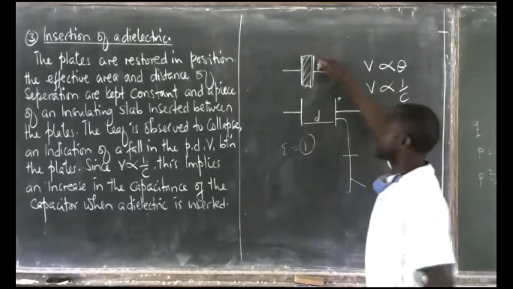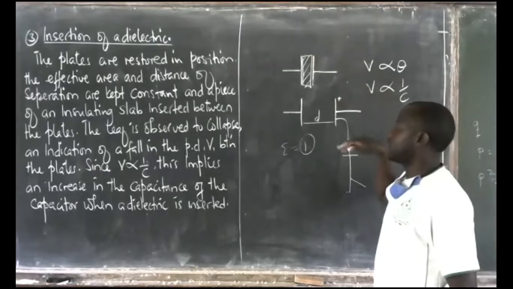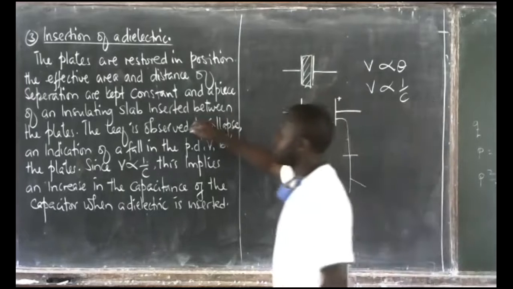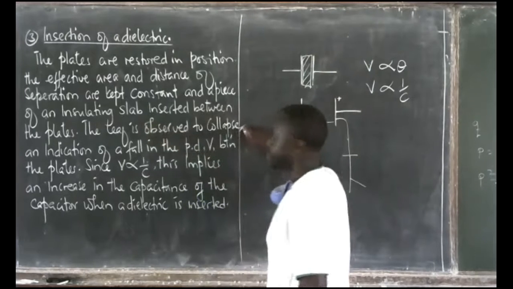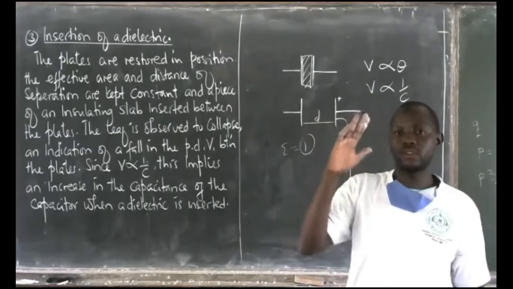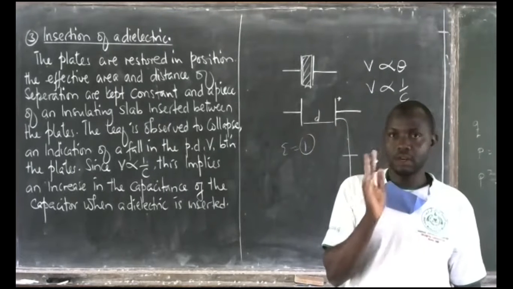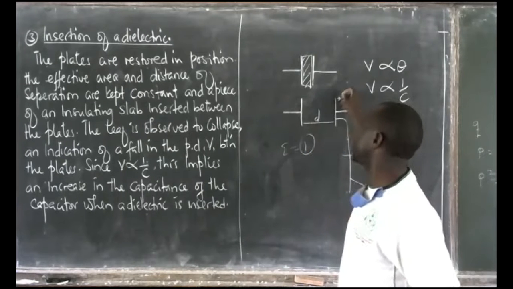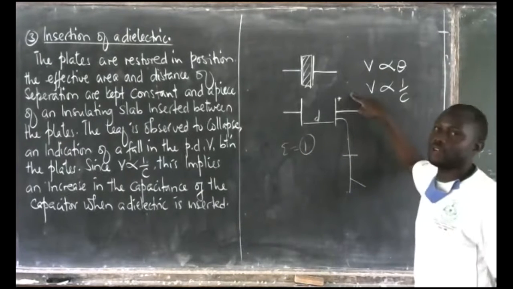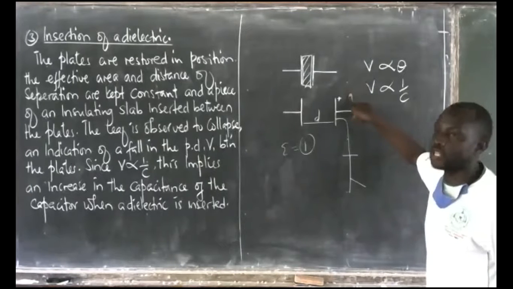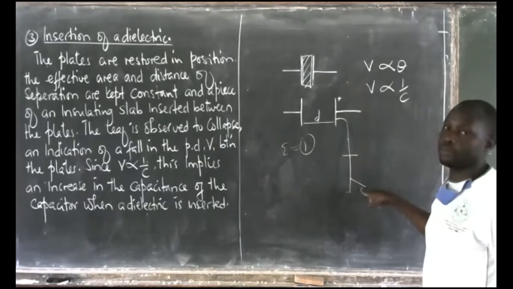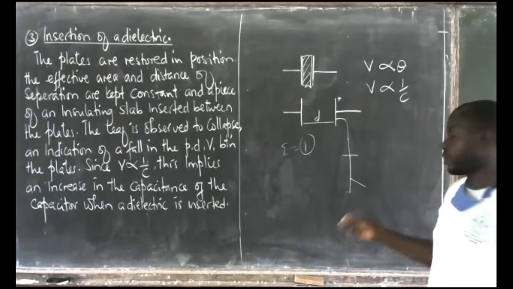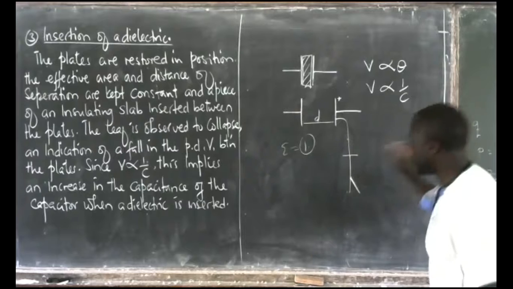So we are keeping the distance of separation constant, the area constant, and we are only inserting a dielectric between the plates. Our observation is that the leaf is observed to collapse, meaning to reduce in its divergence. Remember, originally it was divergent. The reason is we connected the gold leaf to a charged capacitor. So the plate is already having a positive charge. Once you connect a gold leaf electroscope, the electroscope should also get charged by conduction, and therefore we expect the leaf to be divergent already.